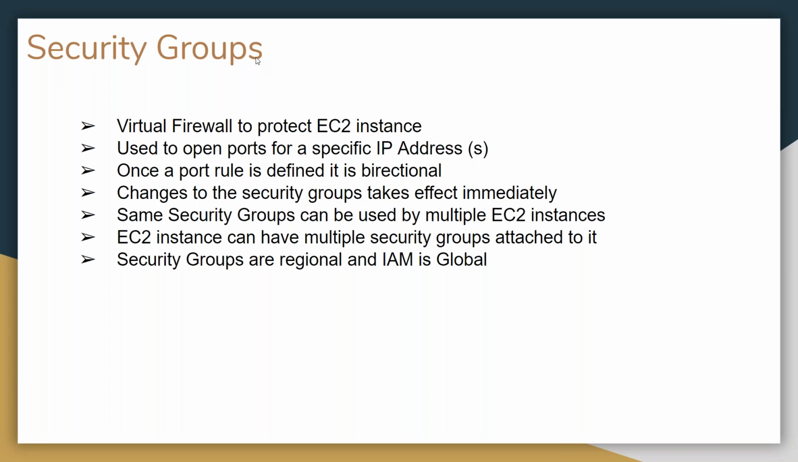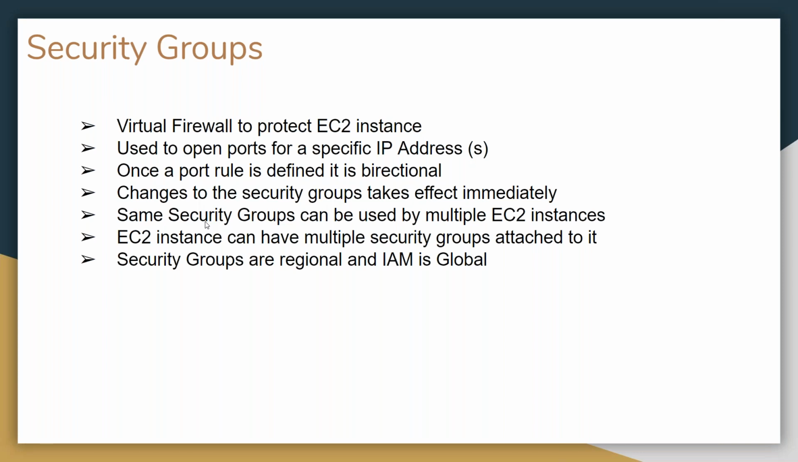So security groups are mainly associated with the EC2 instances, but you can have more protection when you are using VPC, virtual private cloud. We will cover that sometime in future sessions, where you have network access lists, using which you can provide even more security. Right. So once a port rule is defined, it is bidirectional.